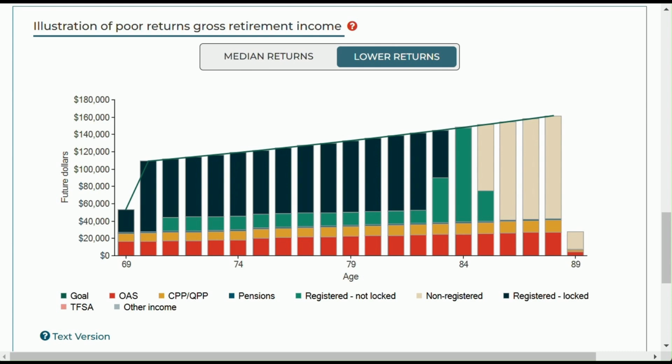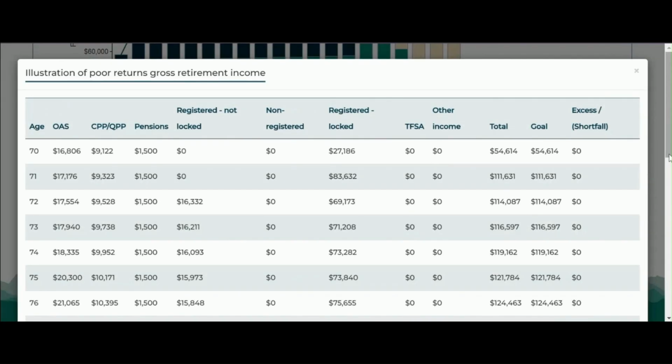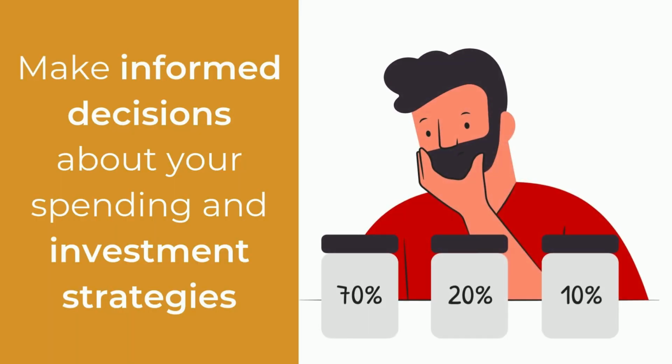To gain a deeper understanding of the chart and its implications, you can click on the text version for a detailed breakdown. Using this report, you can gain a clear understanding of how your income will be sourced throughout your retirement years. For instance, in this example, in the 71st year, Gene might need approximately $111,000 in pre-tax income. To meet this need, he might draw approximately $83,000 from his registered locked funds. This detailed breakdown will help you visualize your financial situation throughout your retirement and make informed decisions about your spending and investment strategies.